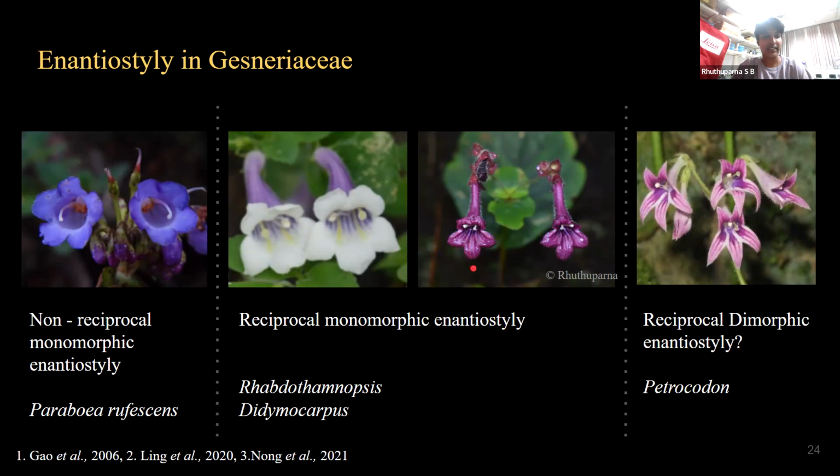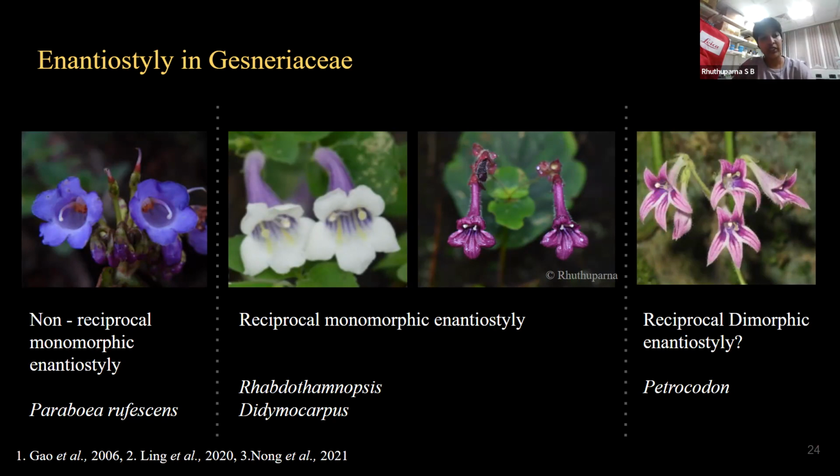The next type of enantiostyle is reciprocal dimorphic enantiostyle. I have put a question mark there because this is not really identified. This was only identified from the images. We need more field research to see whether they are really reciprocal dimorphic enantiostyle. So here also you can see both stigma and anther are deflected from the main floral axis, and all the flowers produced on a plant have the same kind of floral morph.